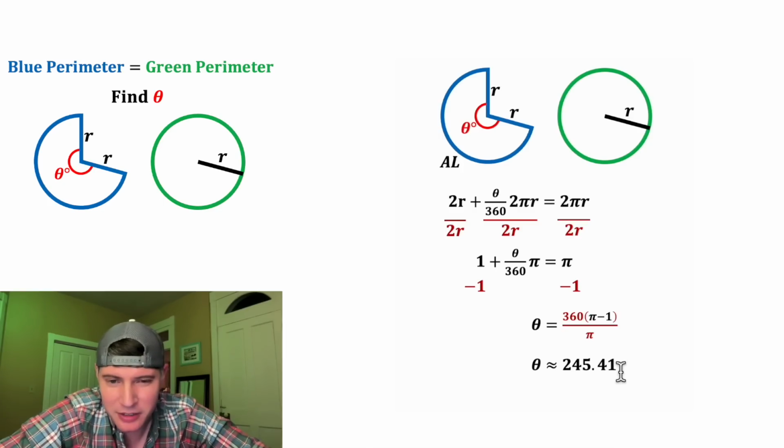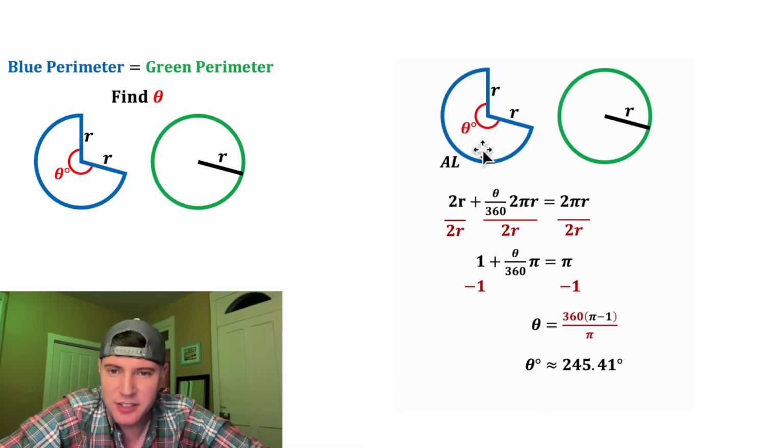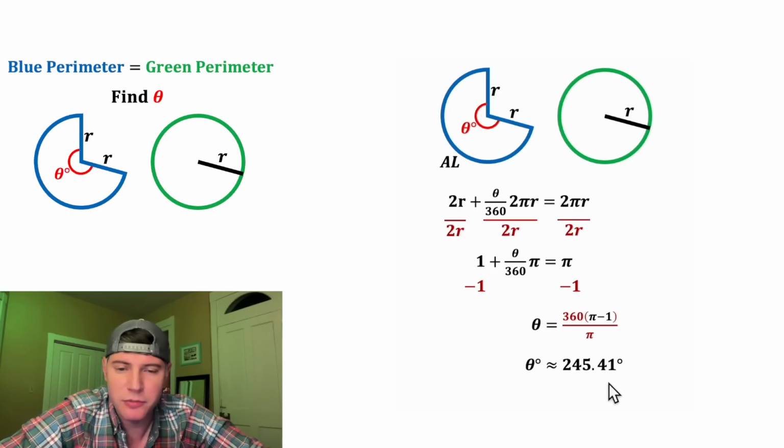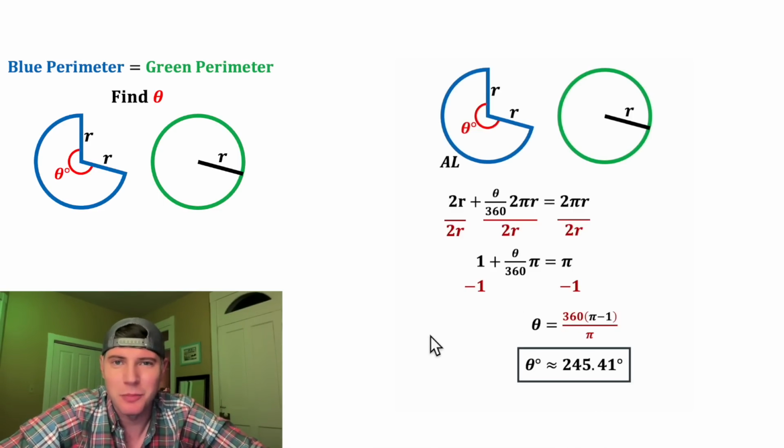We don't want to give it a label of degrees because if we did, this would be degrees. So if we want to give it a label of degrees, we have to make this theta degrees, which we can do. So now we have this thing, theta degrees, is equal to 245.41 degrees. This is the answer to our question. Let's put a box around it.